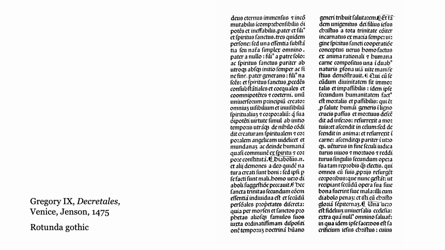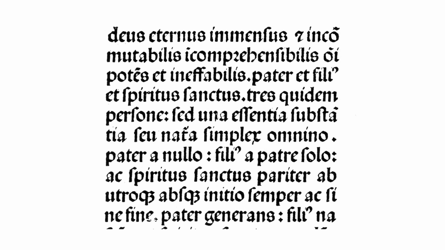Jenson changed in a way from his humanistic Roman to a rotunda Gothic. And a very fine rotunda Gothic it was too. But many of the books for the last 5 years of his life, till he died in 1480, are set in this round Gothic.